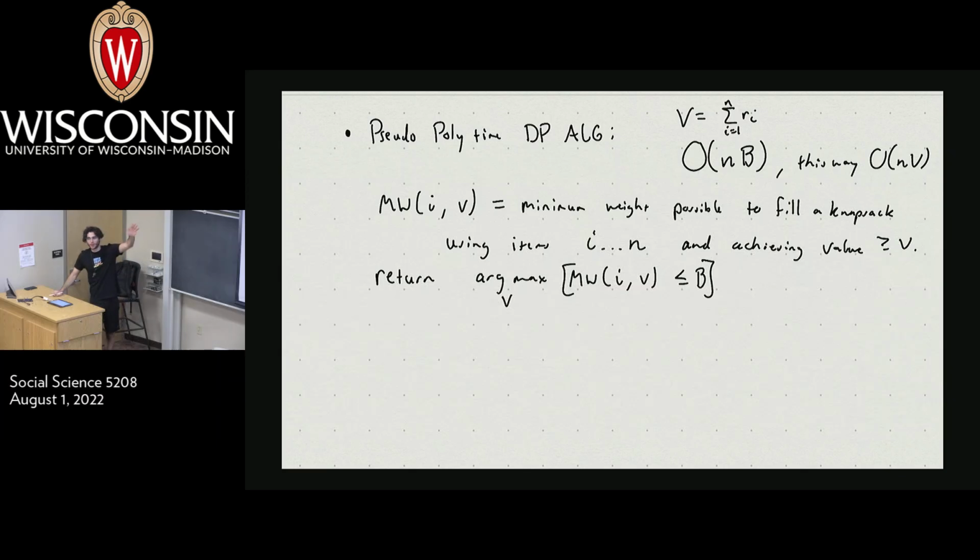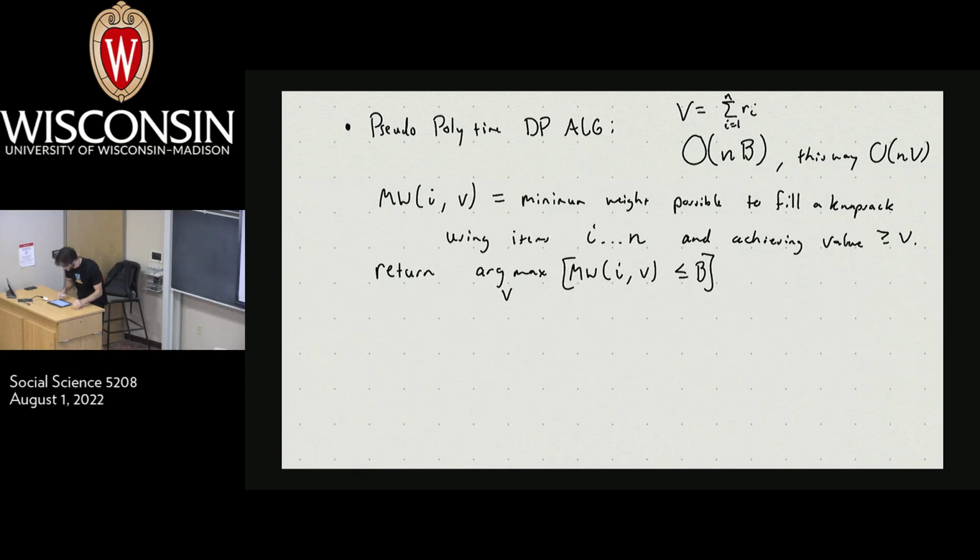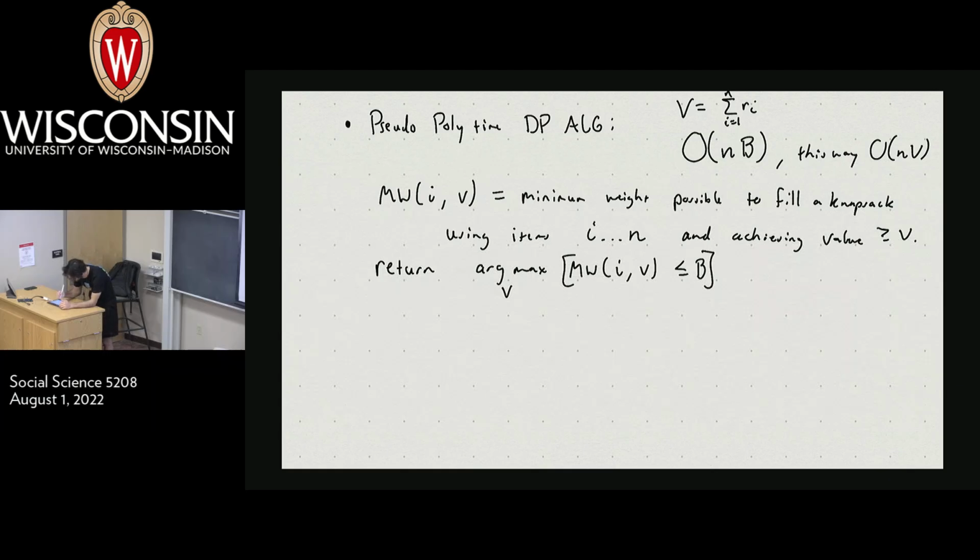Now, if you did it the other way, it's way more straightforward. You just return exactly MW of 1, B, and you're done. Really easy. This one's a little more complicated, but there's a benefit. So first, obviously, let's solve it. So what's the recurrence going to look like?